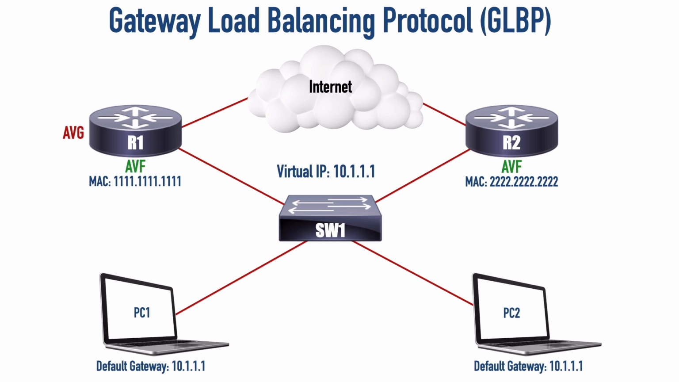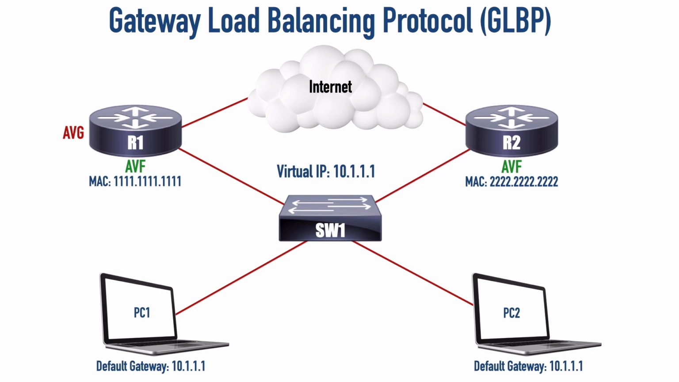So let's say that PC1 sends up a broadcast saying, can somebody tell me the MAC address of my default gateway, 10.1.1.1? Well, the response to that query is the job of the AVG, the Active Virtual Gateway. And it responds and says, sure, that has a MAC address of all ones, which is the MAC address of R1. But check this out. PC2 is going to ask the very same question. It's going to say, hey, what's the MAC address of 10.1.1.1? This time, in response to the very same question, R1 says, oh yeah, that's the all 2's MAC address. And that's the MAC address of R2. So now when PC1 wants to leave our subnet, it's going to go via R1 as its default router. And PC2 is going to be using R2.